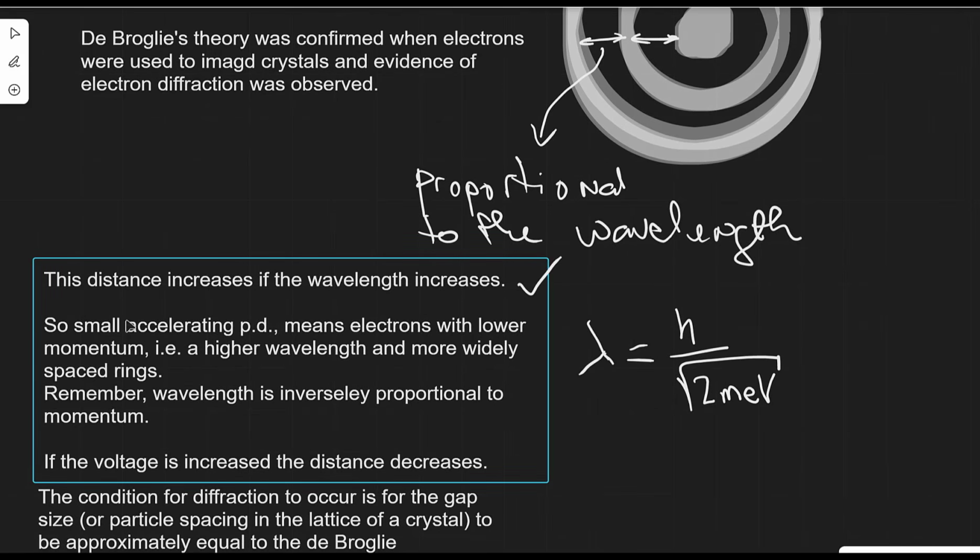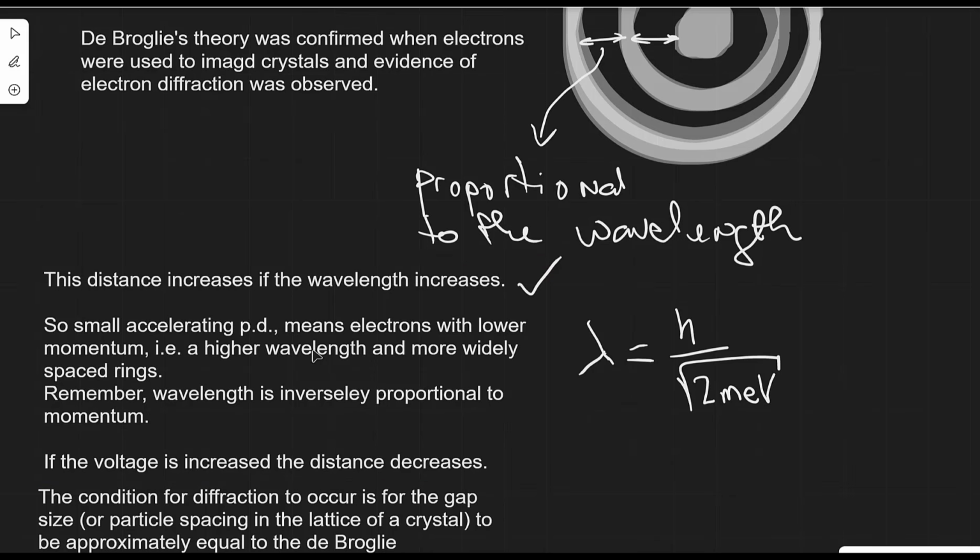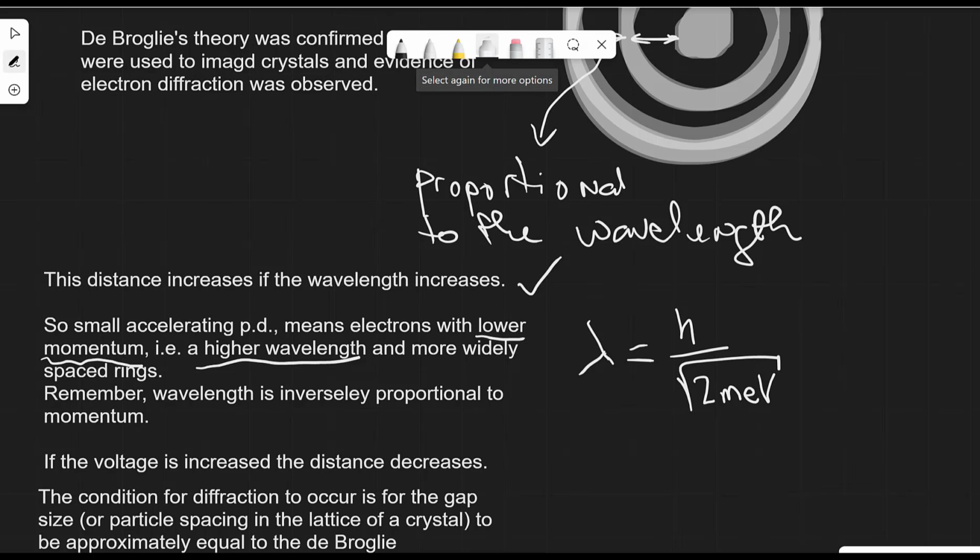So the small accelerating potential difference, and remember, we're talking typically about thermionic electrons by thermionic emission, so we can directly use eV equals half mv squared if necessary. But the small accelerating PD means electrons with lower momentum. And the lower the momentum, the higher the wavelength, because they are inversely proportional. Wavelength is inversely proportional to momentum.